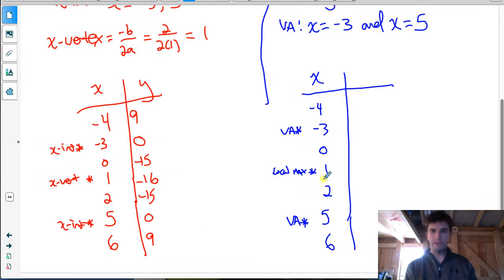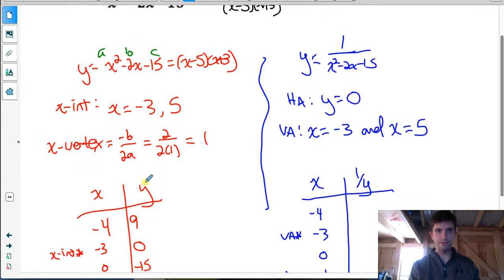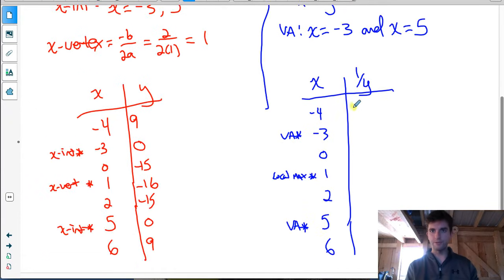Alright, let's get all the y values that go with each of these x values by just doing the reciprocal of all of these y values. Because I got all of those y values by plugging the x's into the quadratic, and that's the function that is in the denominator here. So I just have to do the reciprocal of all of them, and then I get the y values that go with the reciprocal function.